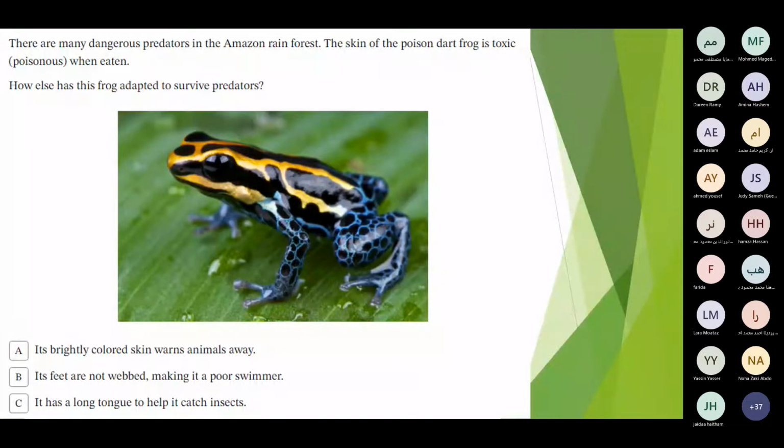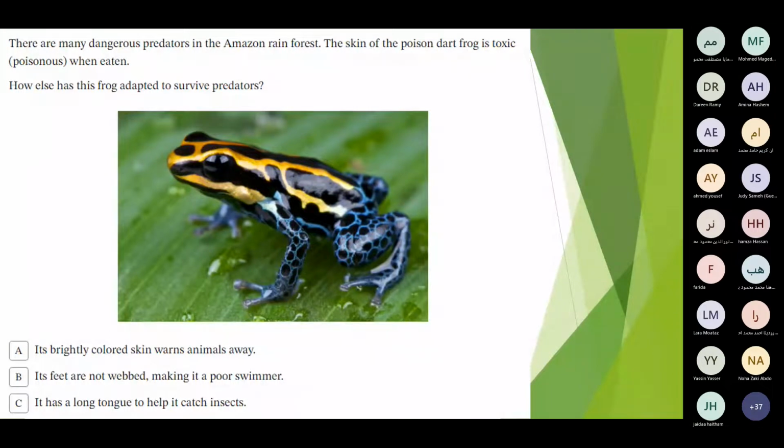I think it's a good thing. Good for whom؟ Good for the frog or good for the predator؟ For the frog. طيب. Yes, excellent girl. طيب let's read the question.